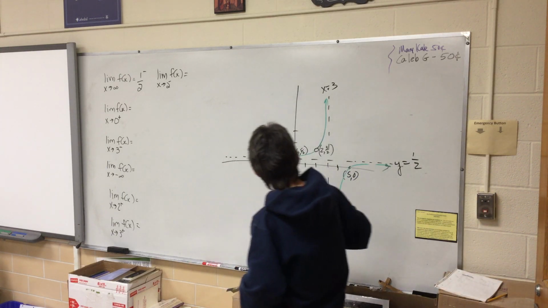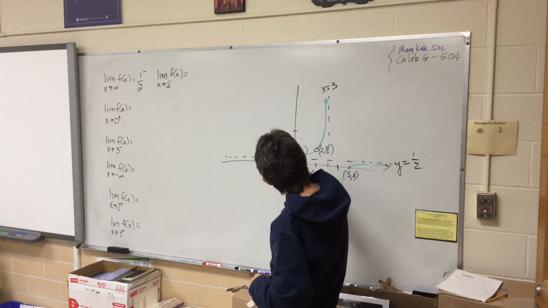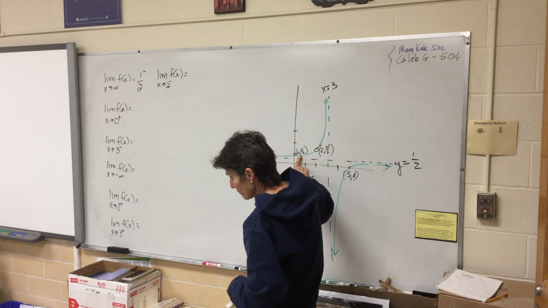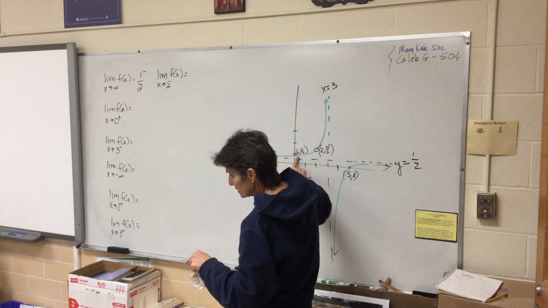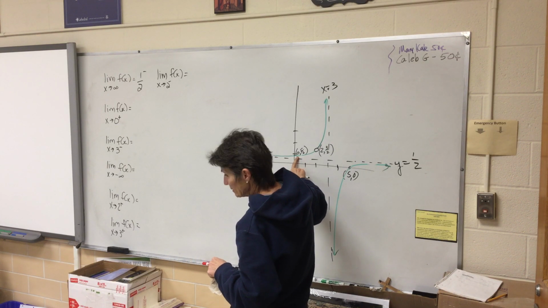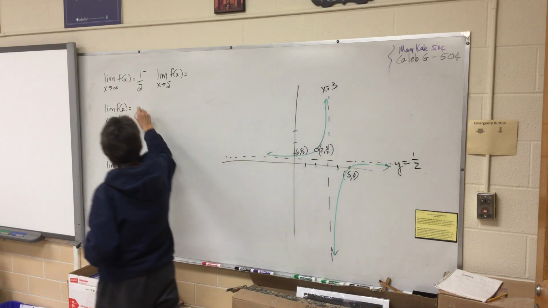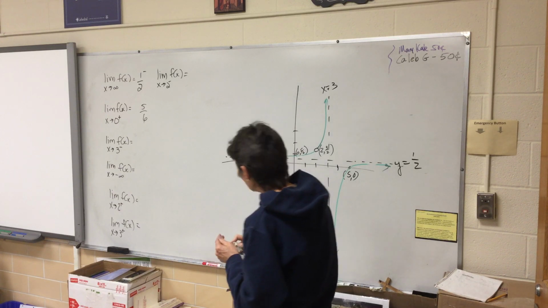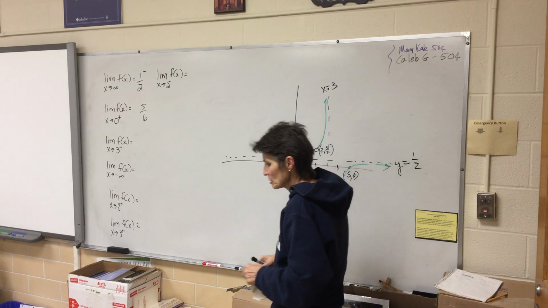What about as x approaches 0? Now wait. At 0, there's a point, isn't there? And if there's a point, then what's the limit? The y-coordinate. If you have a point at your x value, the limit is the y value.